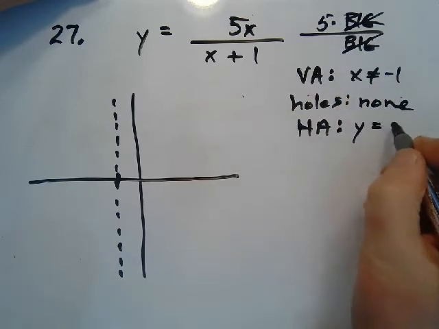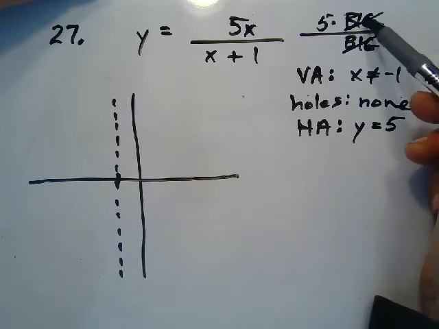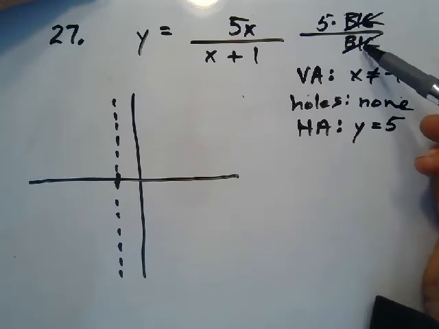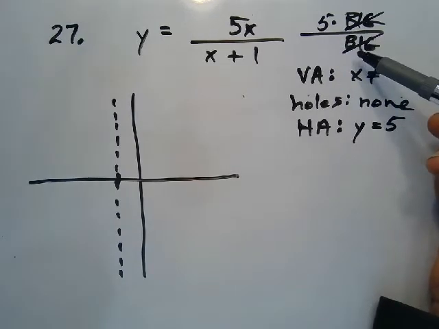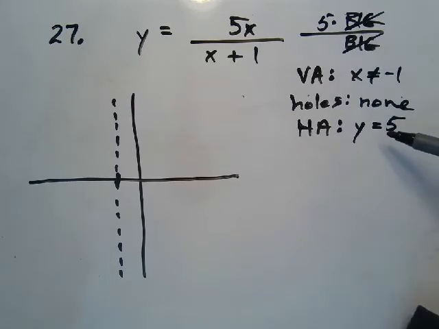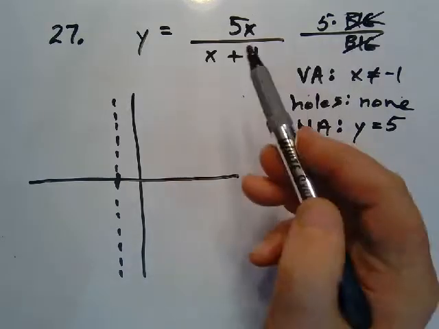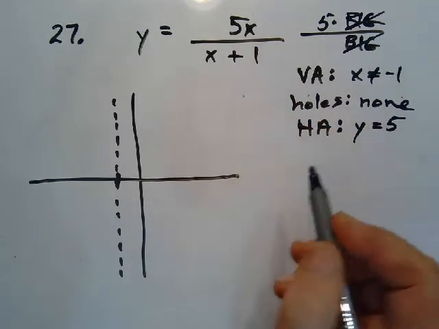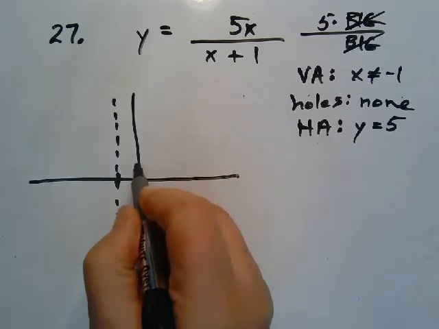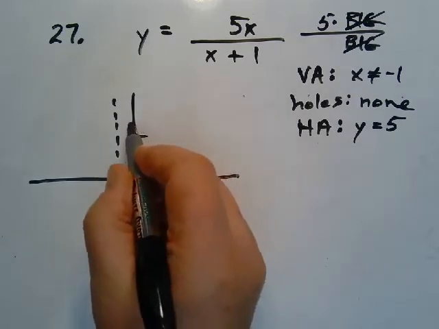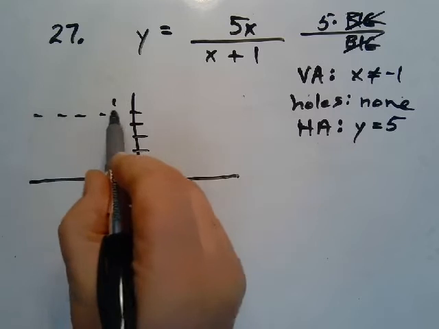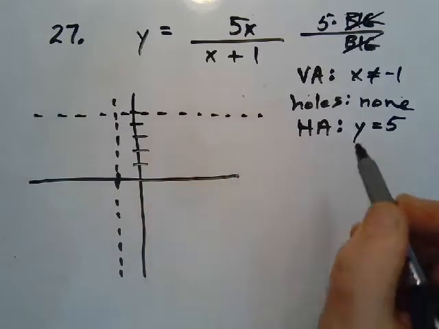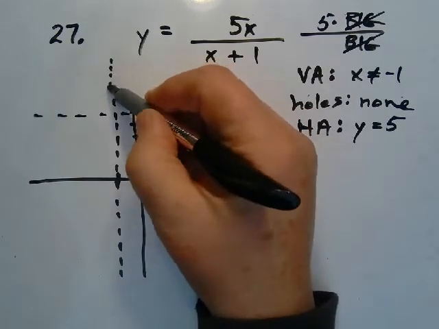y equals 5, and I know that because these two would cancel, a trillion over a trillion, 5 trillion over 1 trillion, well, that's 5. So in this case, the 5 actually had some meaning here. Okay, so we know that our horizontal asymptote's at 5. So here we go, 1, 2, 3, 4, 5. We're going to have a horizontal asymptote right here, and no holes.